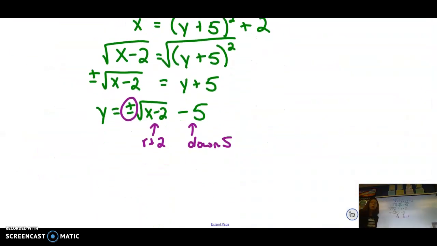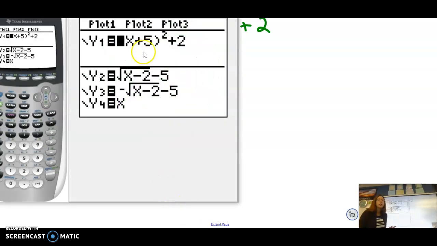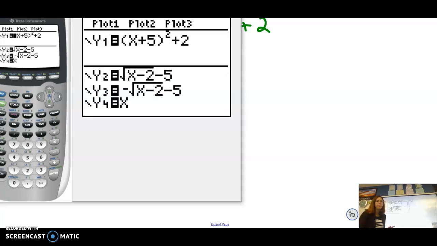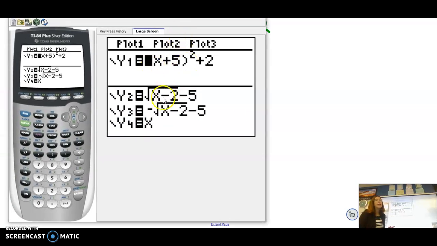Okay, now just showing you how I would put all of this into my calculator. I already did this. Here's my original function right here. And then if I want to type in that plus or minus square root of x minus 2 minus 5, it actually takes two different equations here, one with the positive and then one with the negative. And then I'm also putting in the y equals x just to show the reflection over that line. So I'm going to go ahead and graph this.